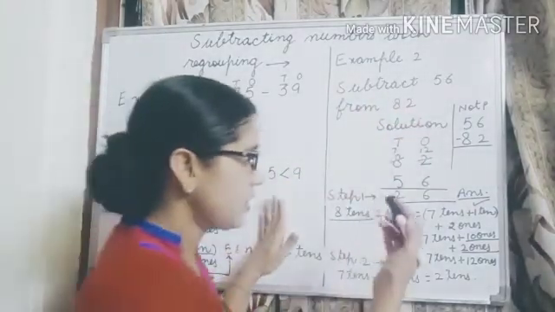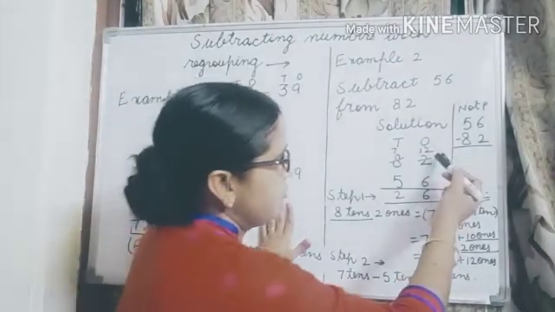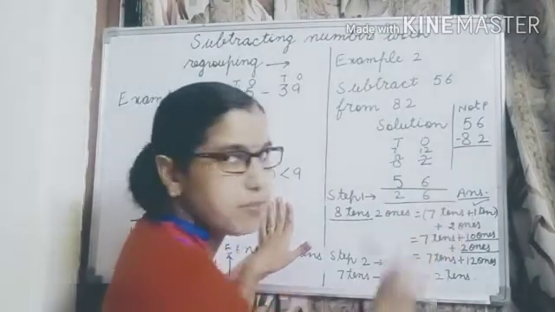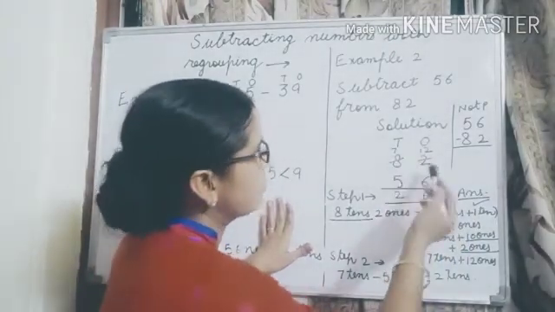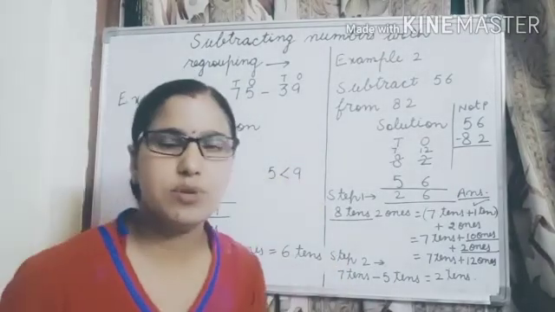And in subtraction sums, when in any column the upside number is smaller and the downside is bigger, then these types of sums are called regrouping. These sums are called regrouping sums.